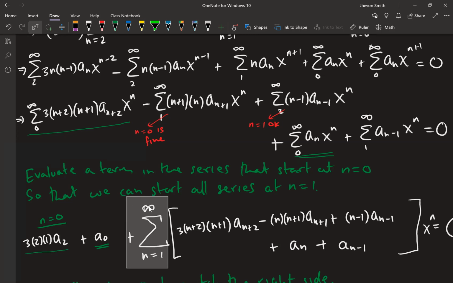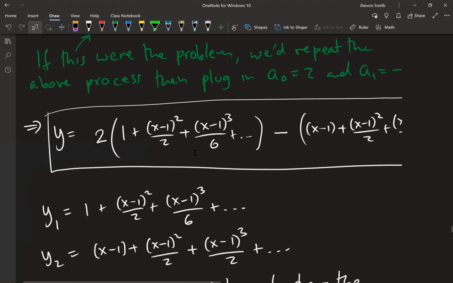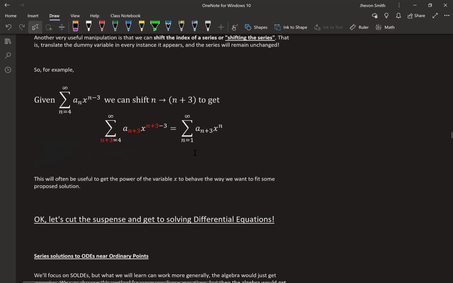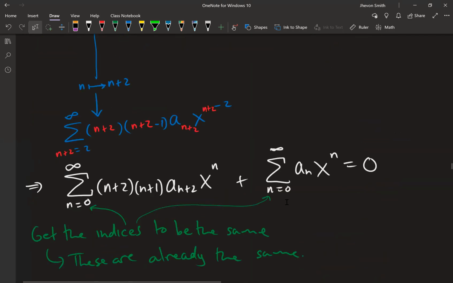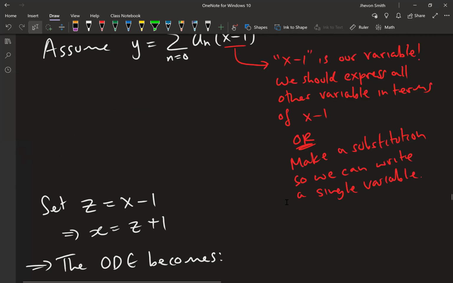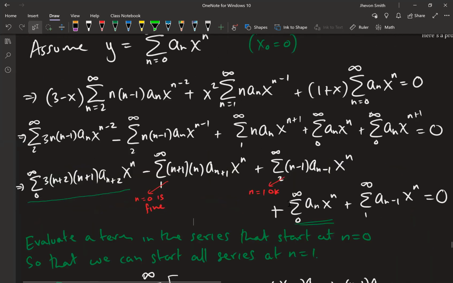So how do I get the series to start at 1? Well, this goes back to something we covered last class, right? Whenever it's convenient, I can just evaluate a few terms of a series so I can start it at a later point. So I can start the series at 1 by evaluating the 0th term, and I can start at 2 by evaluating the 0th and the first term, and I can start at 3 by evaluating the first 3 terms, and so on and so forth. So I can actually change where my series is starting by evaluating some terms of the series. So that's what I did down here.